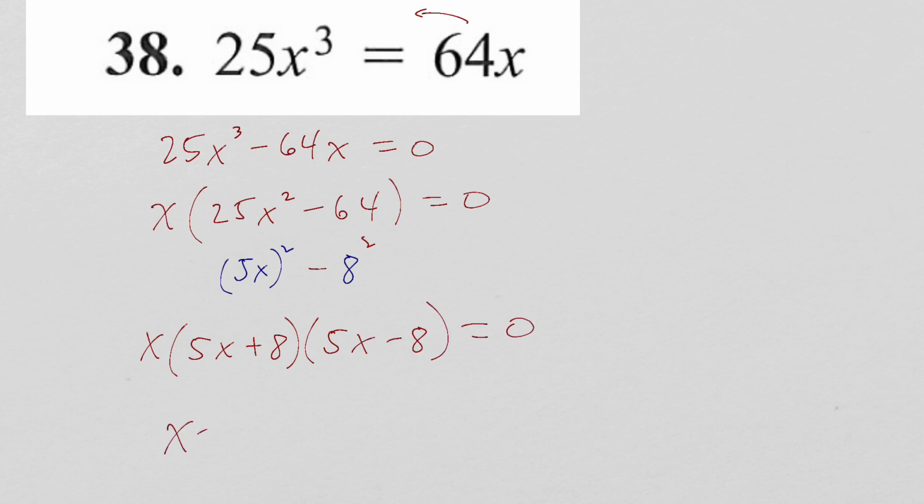So this will give us x is equal to 0 from this, a negative 8 over 5 from this, and a positive 8 over 5 from this, so plus and minus 8 over 5.